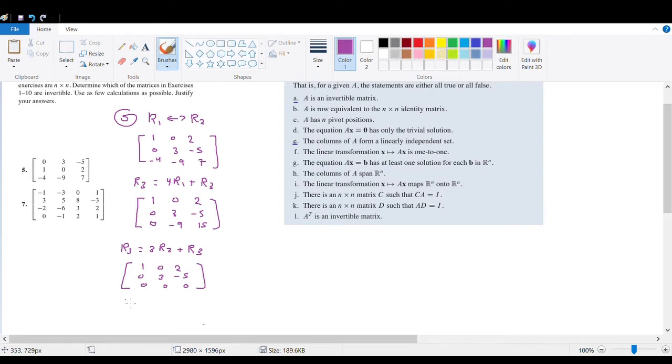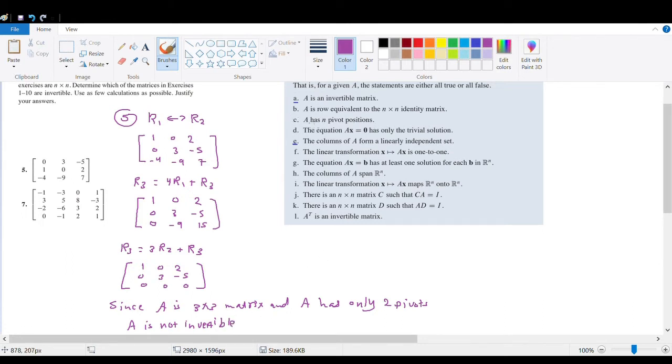So since A is a 3 by 3 matrix and A has only 2 pivots, we cannot reduce it to I3, hence A is not invertible. So A is not invertible. By the theorem, if one of the statements is false, all the others will be false.